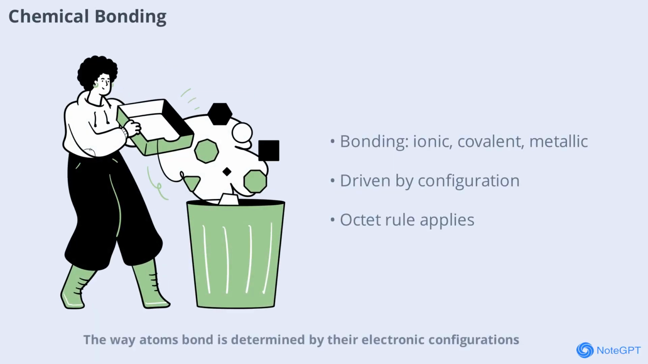The way atoms bond is determined by their electronic configurations. Atoms will share, gain, or lose electrons to achieve stable configurations, often following the Octet rule. This leads to the formation of ionic, covalent, or metallic bonds, each with distinct properties.